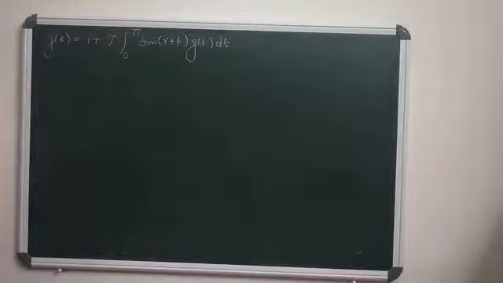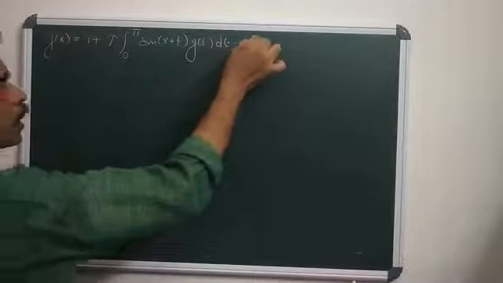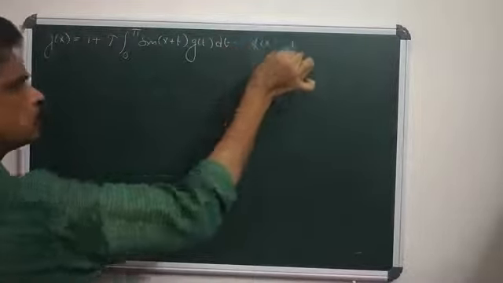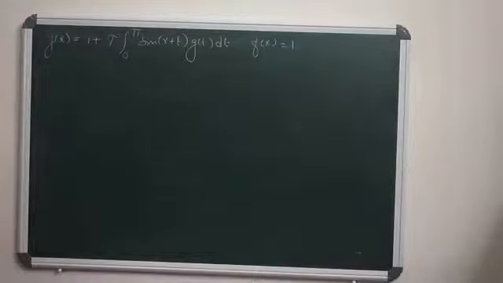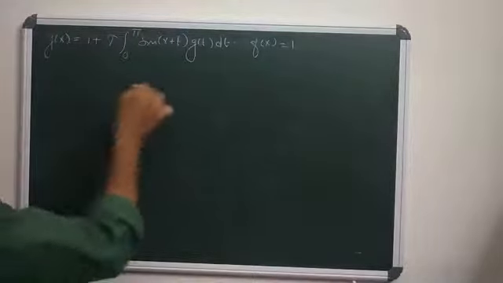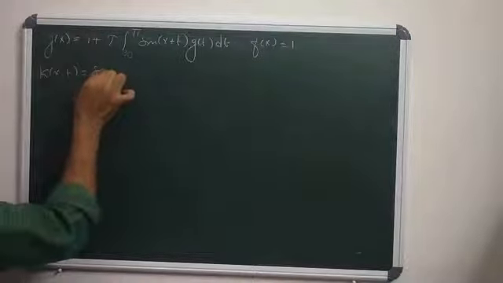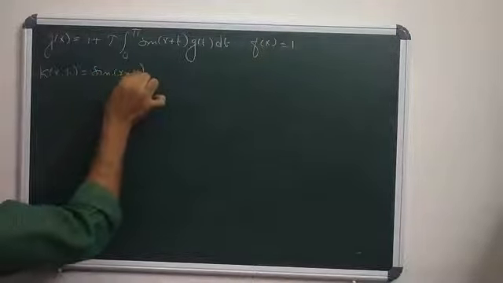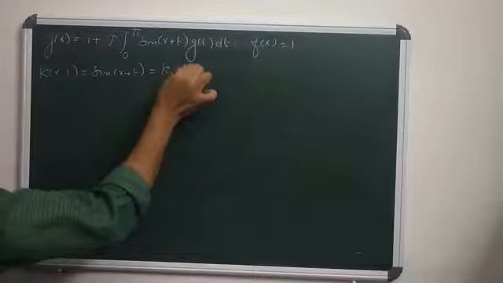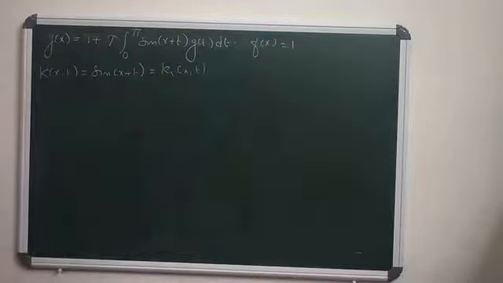Clearly the given is a Fredholm integral equation with a f of x. What is f of x? Clearly f of x equals 1. Lambda is lambda itself. And what is k(x,t)? k(x,t) equals sin(x+t). That is nothing but k1(x,t), because k(x,t) is k1(x,t). Clear? Since k(x,t) is sin(x+t), it is k1(x,t).